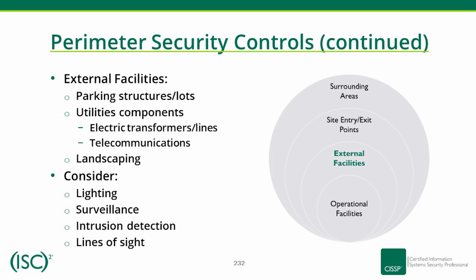Perimeter security controls, continued. External facilities: parking structures/lots, utilities components, electric transformers/lines, telecommunications, landscaping. Consider lighting, surveillance, intrusion detection, lines of sight.